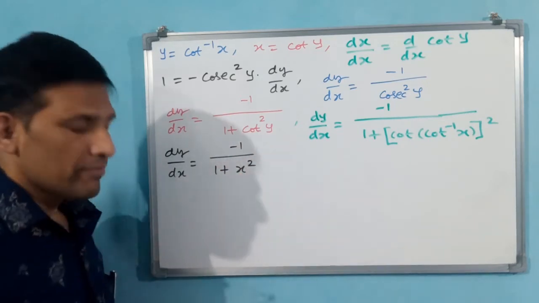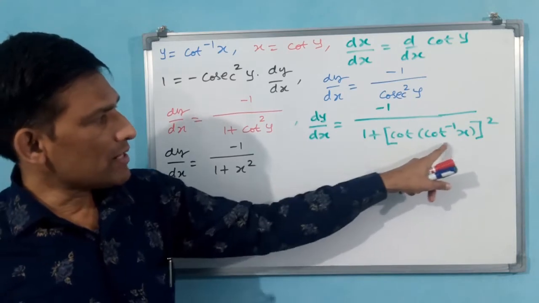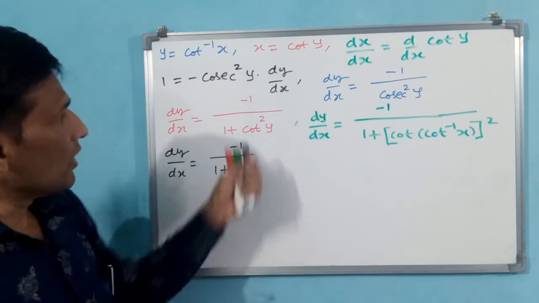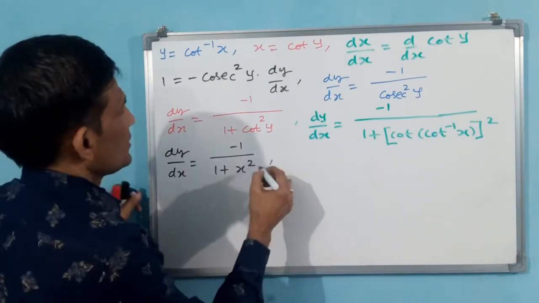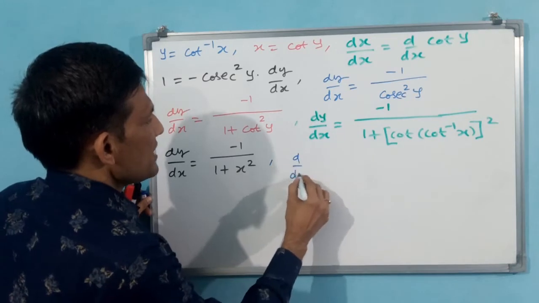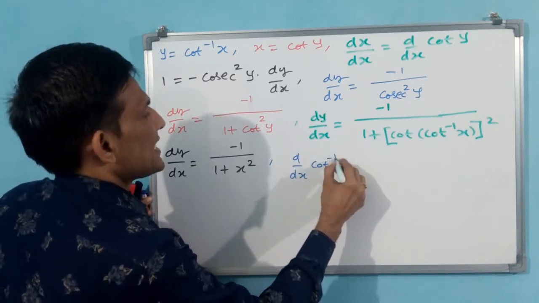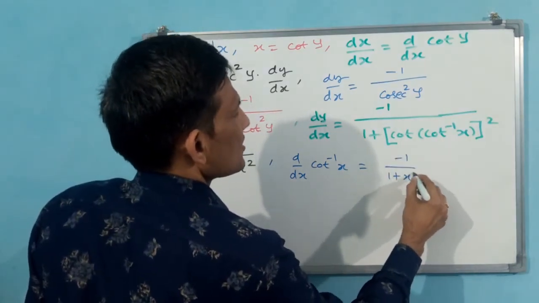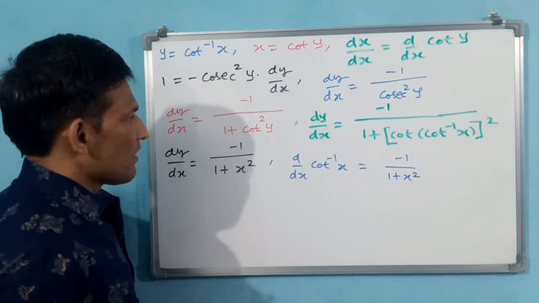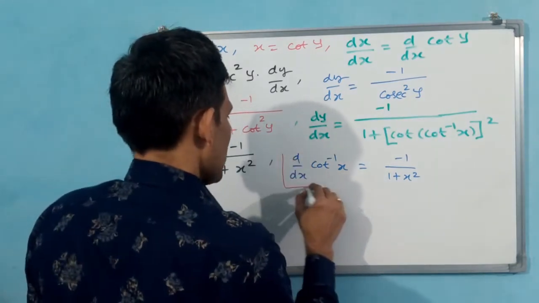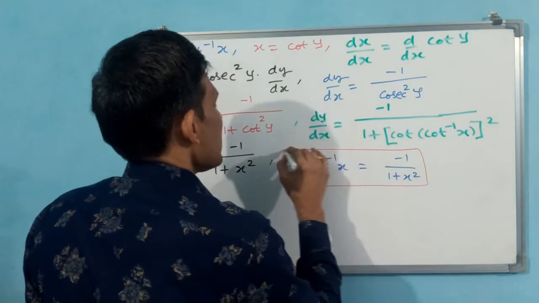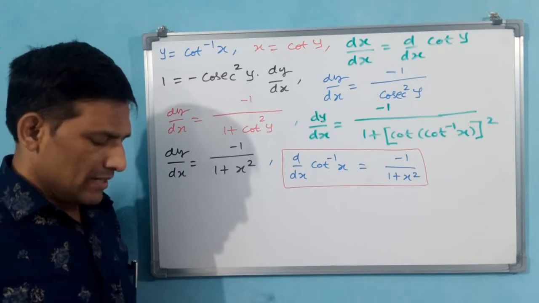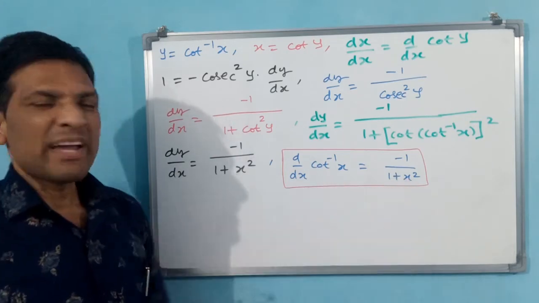Why? Because cot of cot inverse x is x. So 1 plus x square, minus 1 by 1 plus x square. Now you write the standard again: d by dx of cot inverse x is equal to minus 1 by 1 plus x square. Now keep this in one box. This is another standard, the fourth standard: sin inverse, cos inverse, tan inverse, cot inverse. Now you tell me what domain you can give for x.